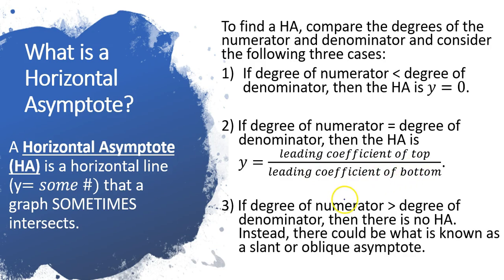Case three. If the degree of the numerator is more than or greater than the degree of the denominator, then there is no horizontal asymptote. Instead, there could be what is known as a slant or oblique asymptote. For the sake of this course, we'll simply say there is no horizontal asymptote and go no further.